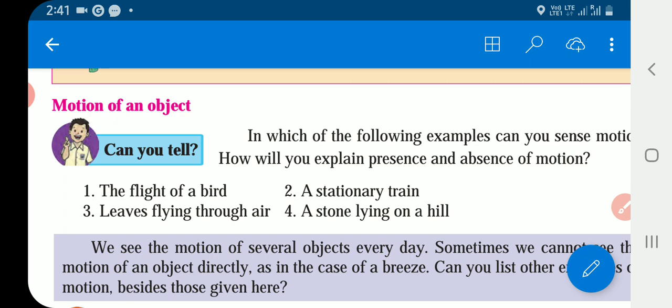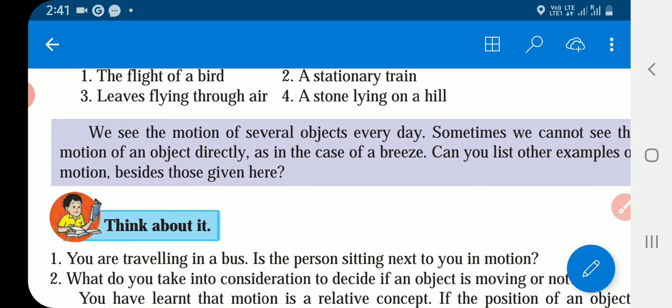Here are four examples: the flight of a bird, a stationary train, leaves flying through air, a stone lying on a hill. The question is, how will you explain presence and absence of motion? The flight of a bird, here is the motion. A stationary train, here is an absence of motion. Leaves flying through air, presence of motion. A stone lying on a hill, absence of motion.